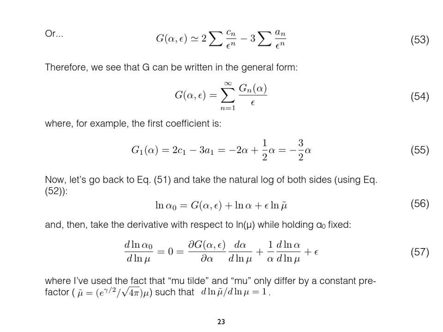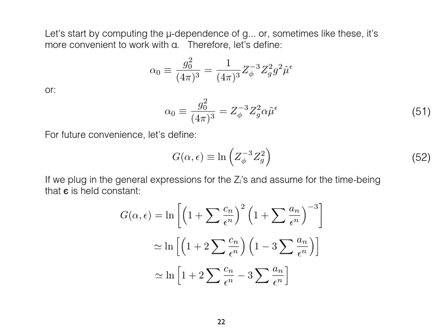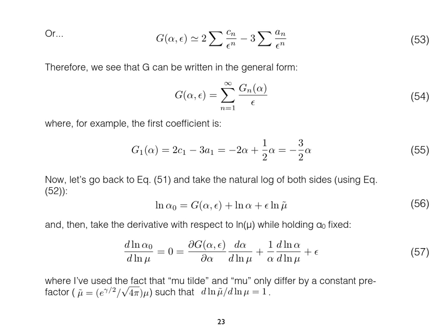All right, so we'll go back to equation 51, which was our relationship between alpha naught and alpha, and we take the natural log of both sides. On the left-hand side, I've got the natural log of alpha naught, and on the right-hand side, I've got that G thing, the natural log of alpha, and then this epsilon natural log of mu twiddle. And then our next step is to take a derivative with respect to natural log of mu.